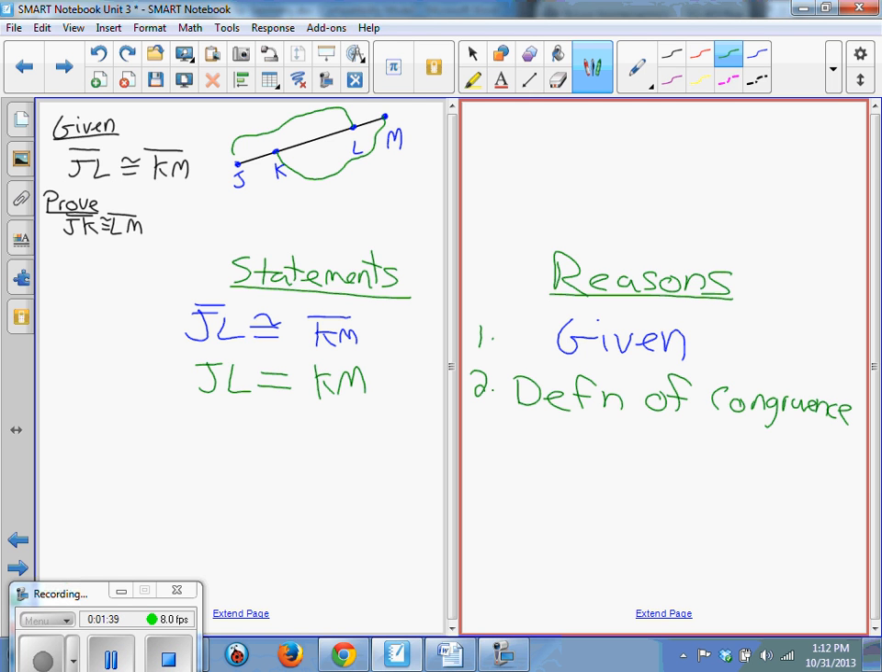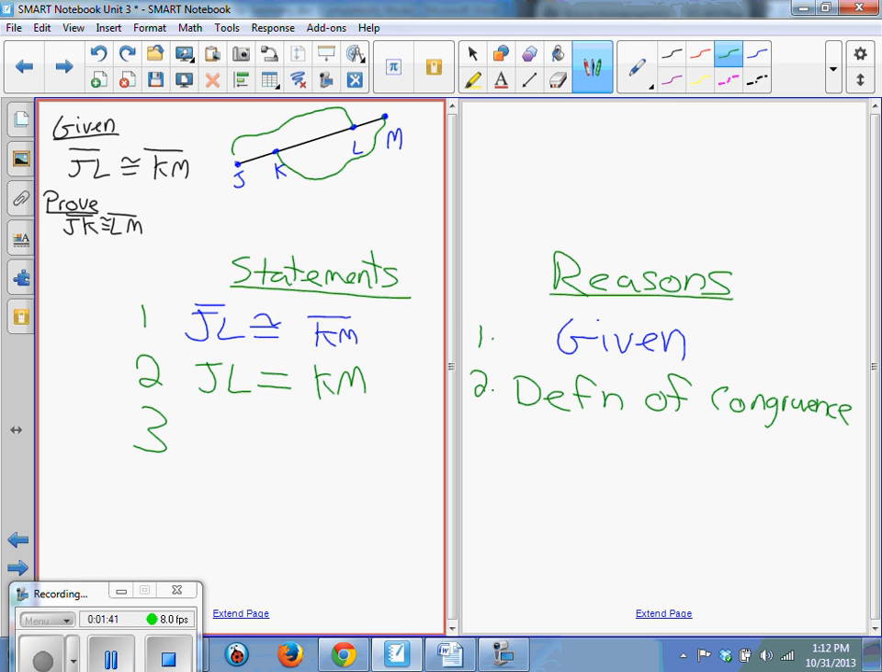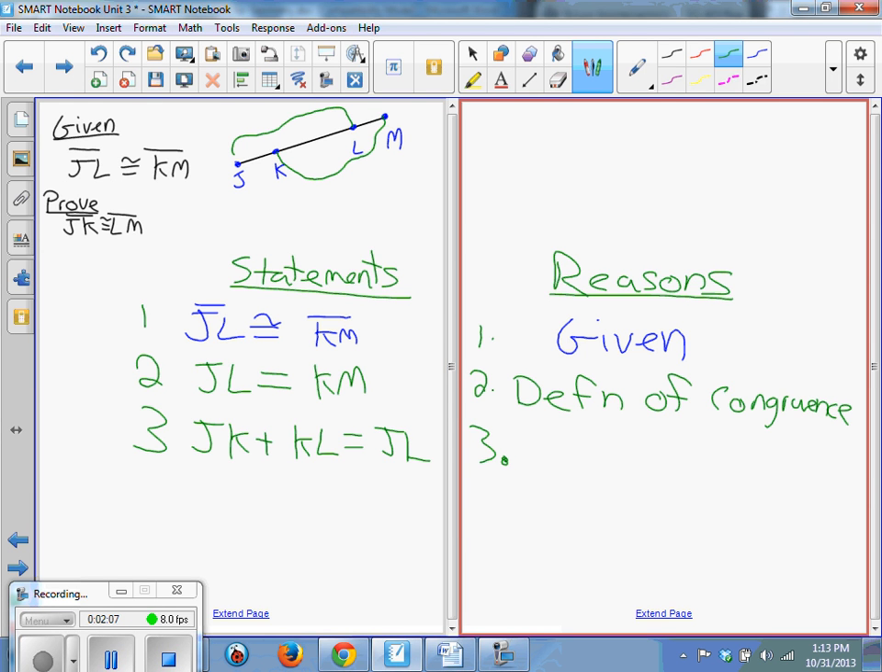So here we can say in number 3, we can basically look at our picture and do some simple things. If you look at it, the length of line segment JK plus the length of line segment KL equals, and this is just segment addition, JK plus KL is JL. So that is number 3. The reason, just segment addition.